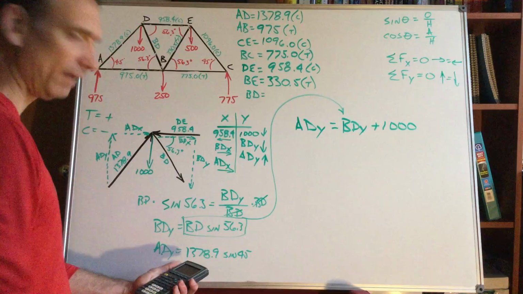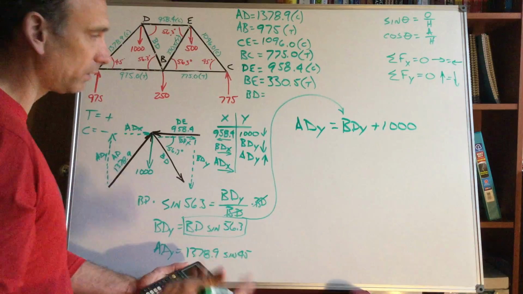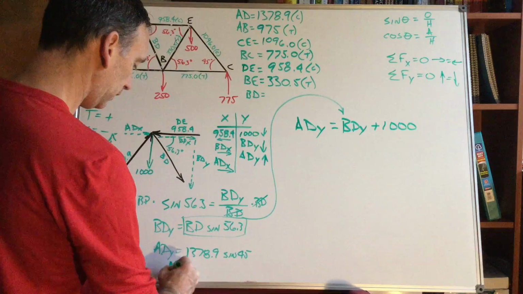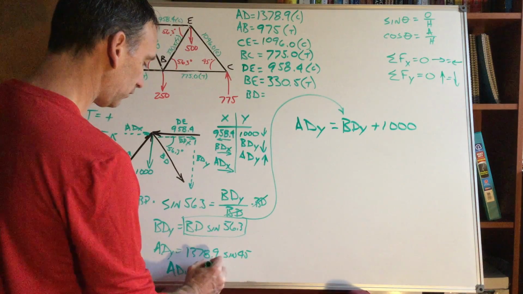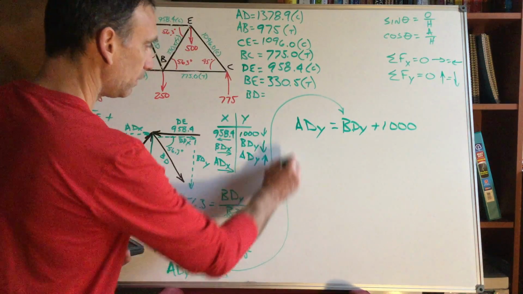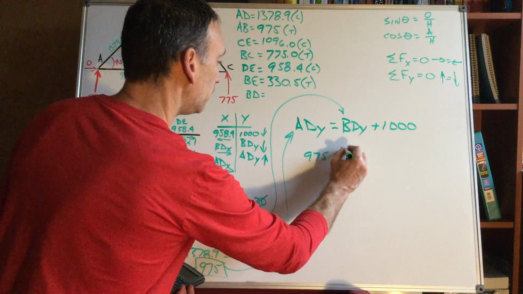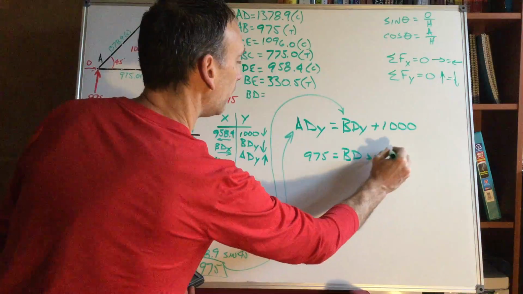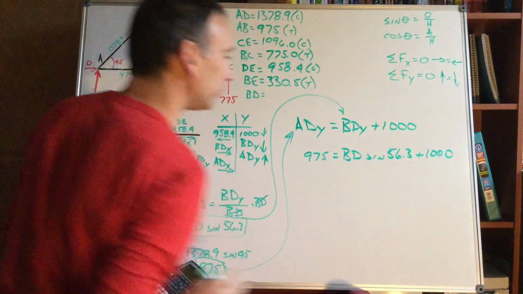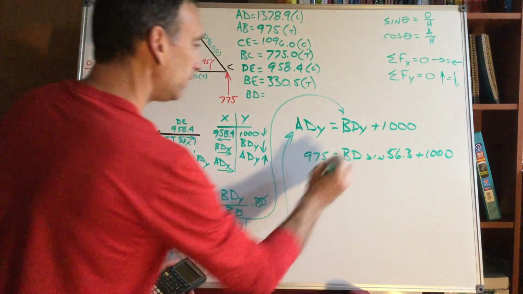Okay. If you have any questions as to how we determine that, always refer back to one of the early ones, or just go ahead and email me. So that's ADY equals 975. And we're going to take that, plug it in there. So we have 975 equals BD sine 56.3 plus 1,000. Okay. Subtract 1,000 from each side.